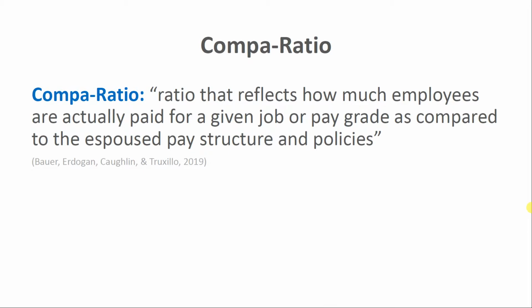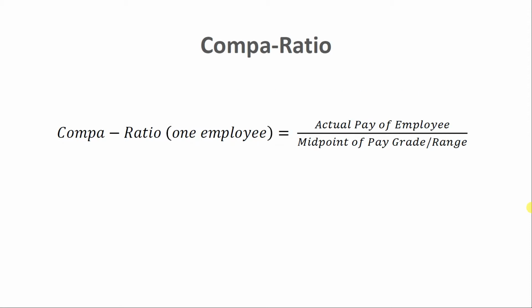So what is a compa-ratio? Well, a compa-ratio is a ratio that reflects how much employees are actually paid for a given job or pay grade as compared to the espoused pay structure and/or policies. So how do we calculate a compa-ratio? Well, it just requires simple arithmetic, and in this case, simple division. So we can calculate a compa-ratio for a single employee, and that would just be taking the employee's actual pay and dividing it by the midpoint of their pay grade or pay range.